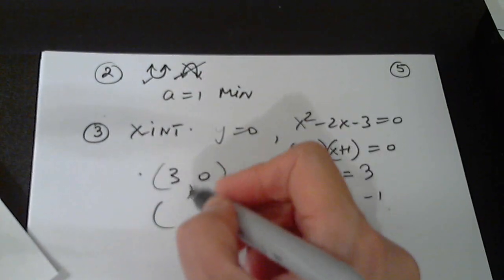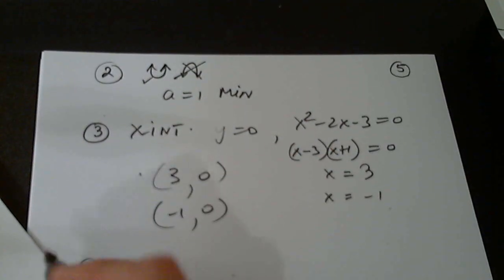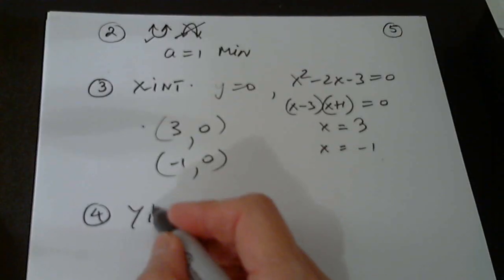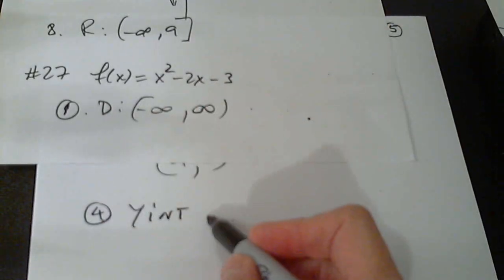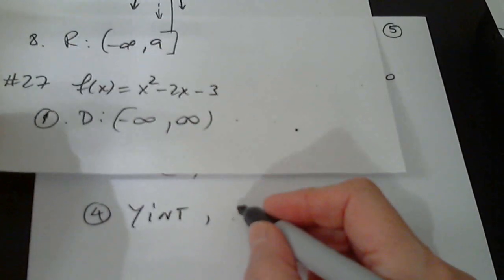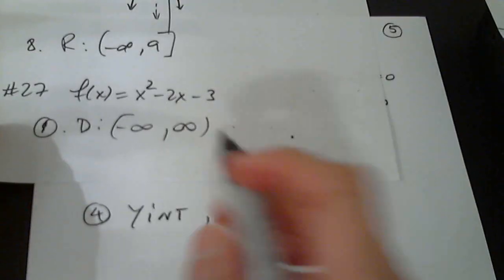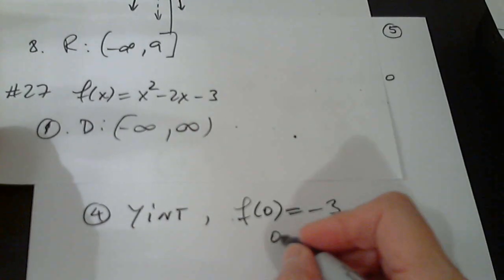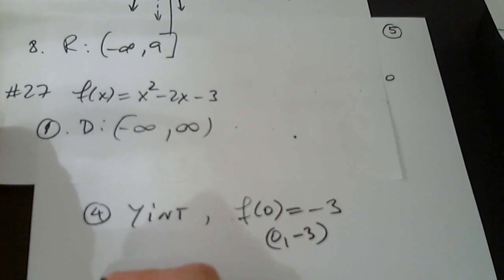Indeed. (3, -1, 0, 4). Y-intercept. How do we get the y-intercept? Plugging in 0. Yes. We find f of 0 to be negative 3. So the y-intercept is (0, -3).